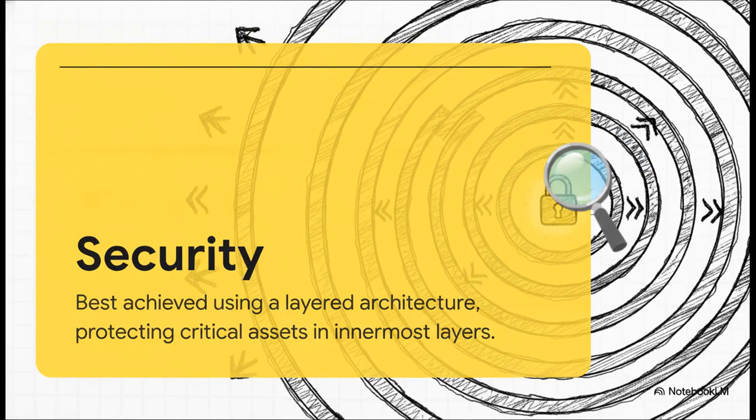Moving on to security, which, let's face it, is almost always a critical requirement in modern systems. If security is paramount, you achieve this best by using a layered architecture. You place your most critical assets protected deep in the innermost layers, requiring high-level validation to pass through each outer layer before anyone can reach the core data.